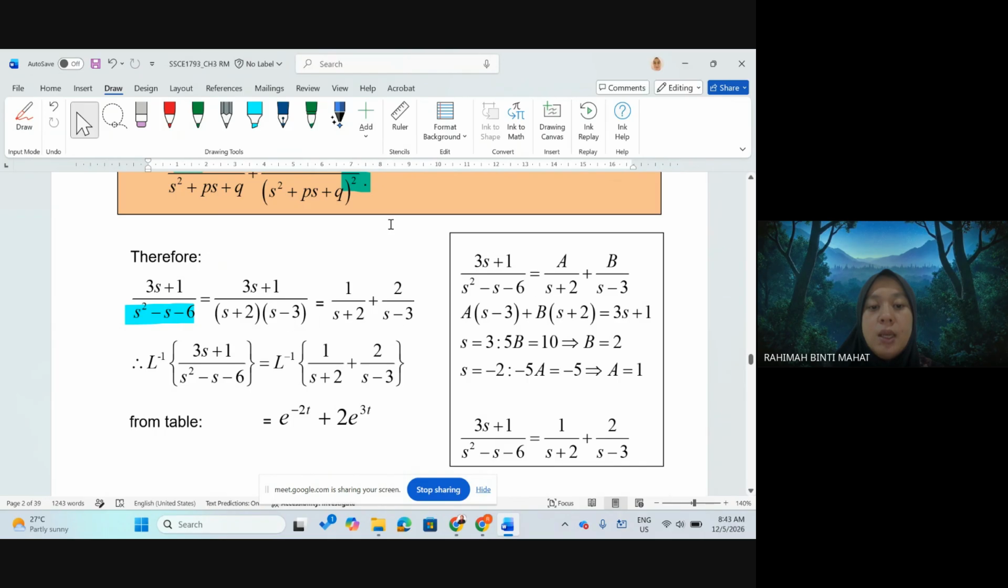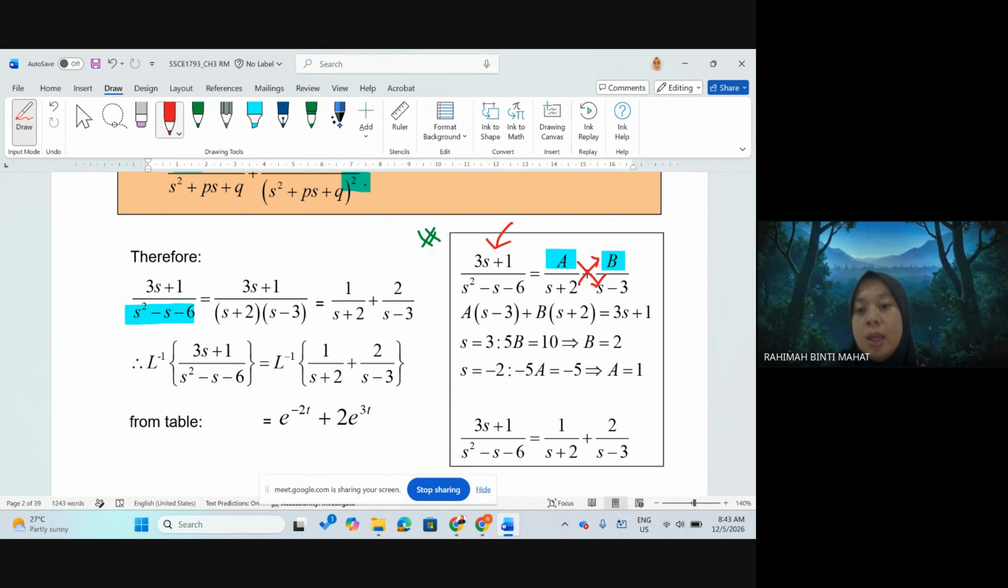And actually this one in the box here, we solve first. Because we want to find a plus b. What is the value of a plus b? You need to determine the coefficients of a and b. So how do you want to solve this one? You cross multiply. So you get a times s minus 3 plus b times s plus 2, equal to the left hand side here, 3s plus 1.